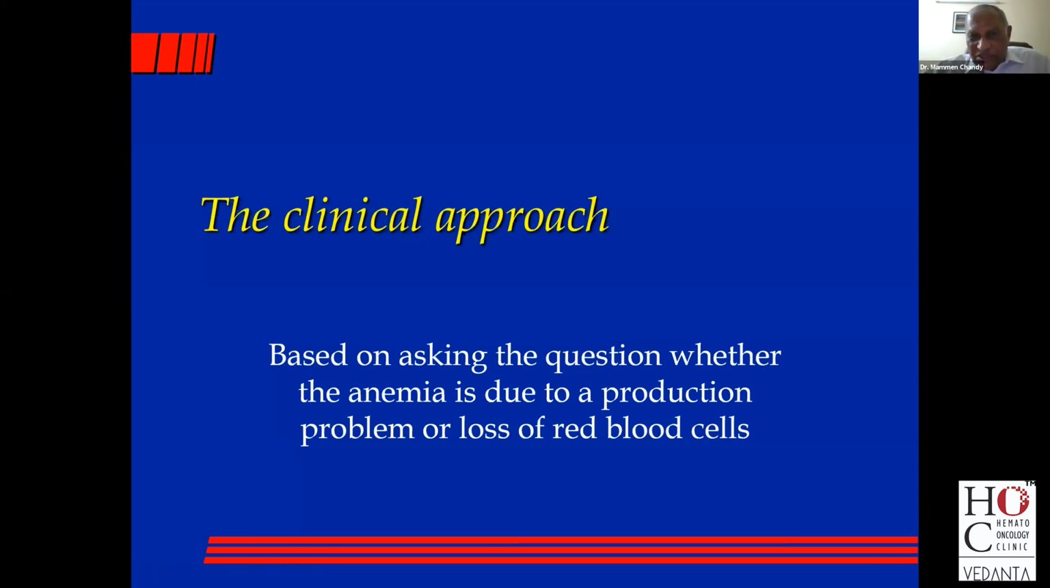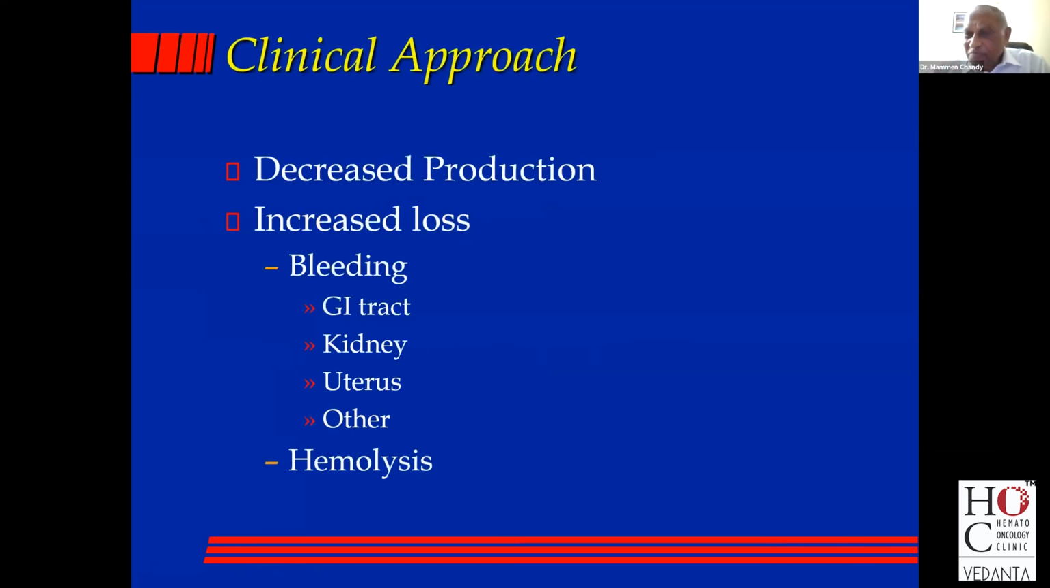Now the second approach is the clinical approach. This approach is what I prefer, where you ask the question: is this anemia due to a production problem or is it due to a loss problem, right? That's the fundamental question you ask. Any cytopenia in the blood can only be due to two reasons: decreased production or increased loss. Now, when you look at decreased production, I'll come to that in a minute.